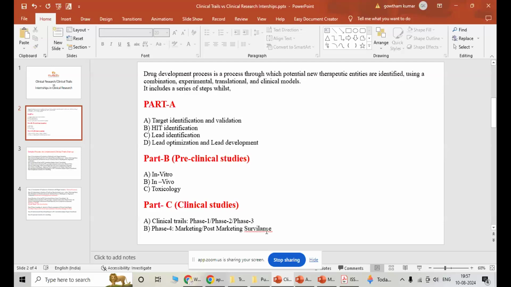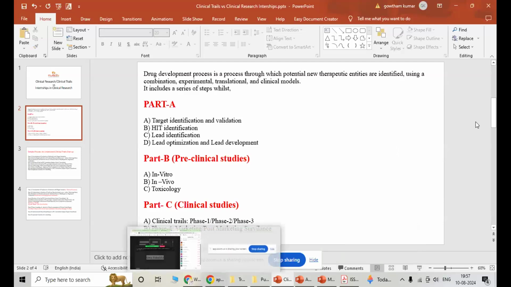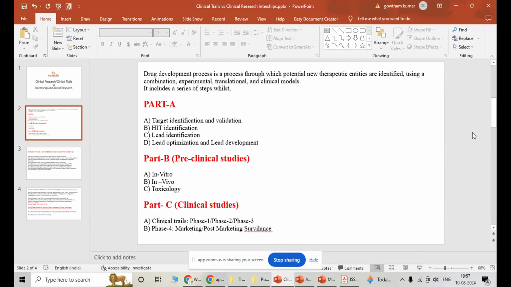But can anybody tell whether every molecule needs to go for phase 1, phase 2, phase 3? Anybody have knowledge? Hello? Anyone can tell your knowledge. You can share your knowledge. Does every molecule need to undergo clinical trials? Is it needed or not? No, I think they get filtered at every stage. So it is not filtered at every stage.